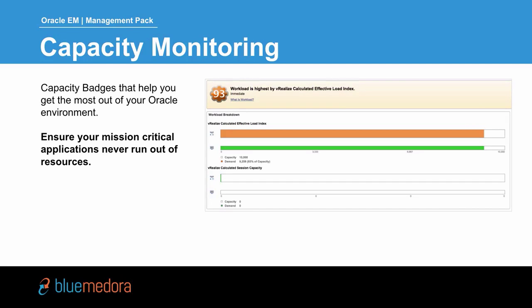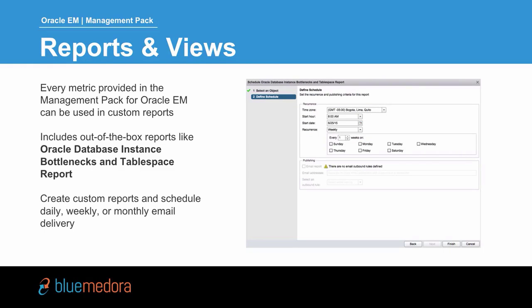We provide capacity badges that help get the most out of your Oracle environment and ensure your mission-critical applications never run out of resources. Every metric that we provide in this management pack can be used in a custom report. We've also provided a number of out-of-the-box reports, like Oracle Database Instance Bottlenecks and Table Space. These reports can be scheduled daily, weekly, or even monthly.